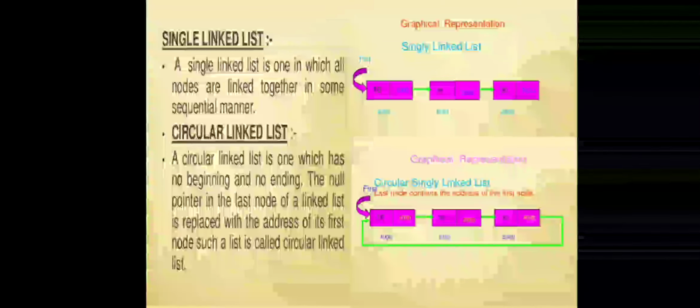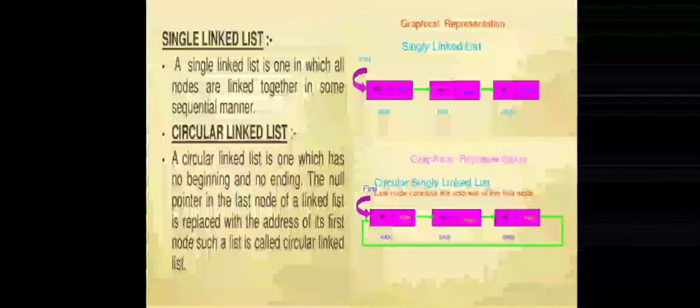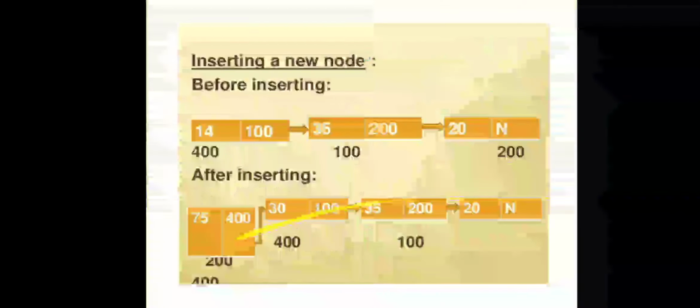Next is the circular linked list. In a circular linked list, there is no ending. The last node of the link part should be connected to the first node. Such lists are called circular linked lists.